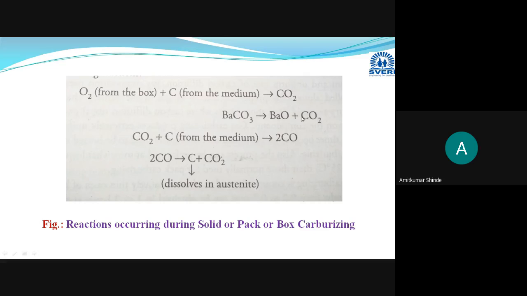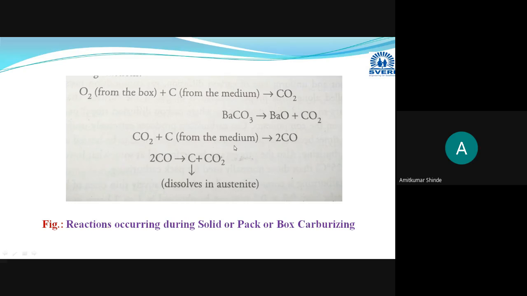Then again, whichever carbon dioxide gas is formed here, it will react with the carbon from that medium, and it will form carbon monoxide. And this carbon monoxide will get decomposed to form carbon element, and this carbon will get dissolved in the austenite. And whichever CO2 is released, again it will combine with the carbon from the medium and form carbon monoxide gas, and this cycle is repeated here.